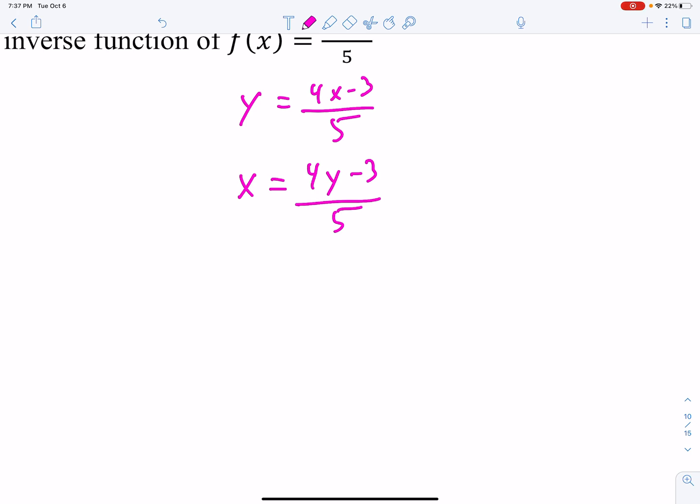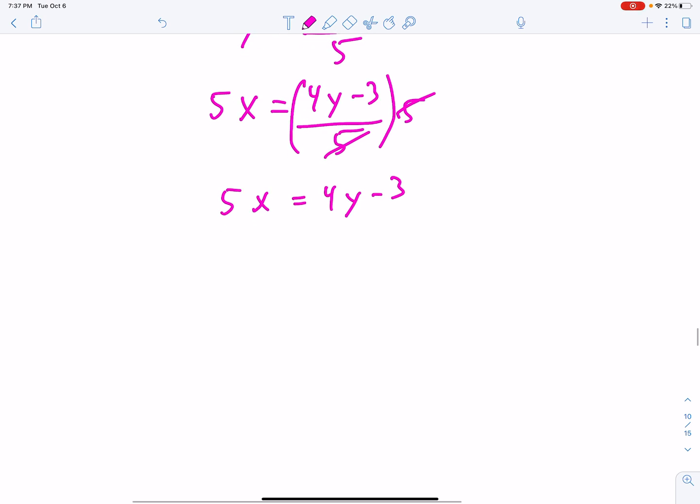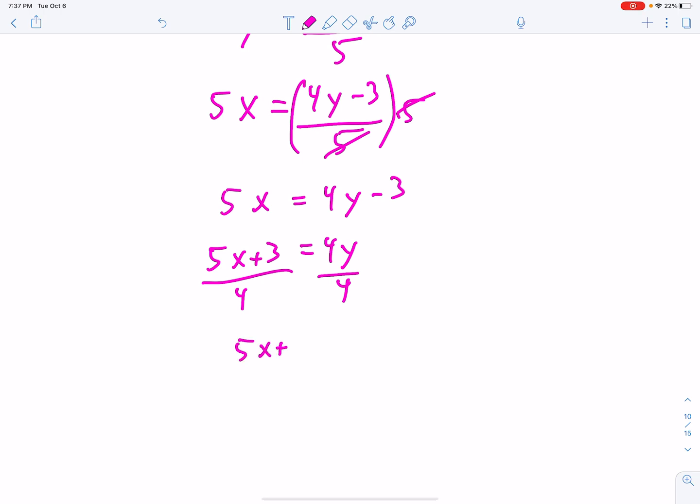So first step is multiply both sides by 5, right? 5 over 5 reduces, so we get 5x equals 4y minus 3. We'll add 3 to both sides, right? So we get 5x plus 3 equals 4y, right? Because negative 3 plus 3 would be 0. And then we're going to divide by 4. So we're going to say (5x plus 3) over 4 equals y.